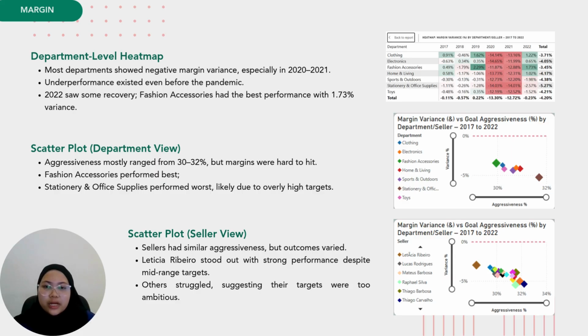Next, the heat map for margin variance shows that margin shortfalls weren't limited to the pandemic years. They were already present before.